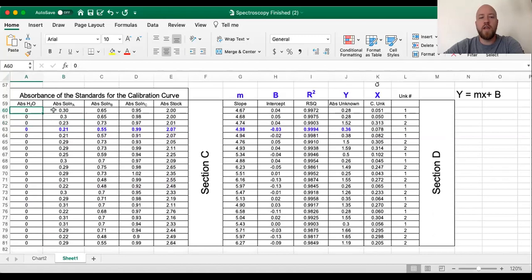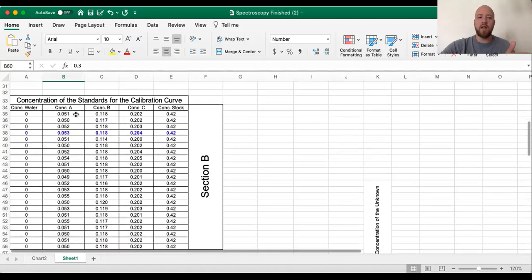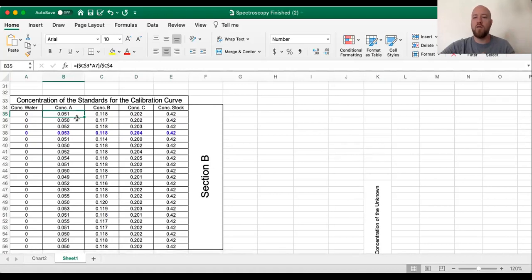So in the physical properties lab, we would have measured the density of every sample. Every sample in our calibration curve had a corresponding density. So here we now have the absorbance for every sample. Okay, so here is the absorbance of the water. There's nothing in there, so it's not absorbing anything. Solution A, there's a little bit. So solution A's concentration is 0.051.